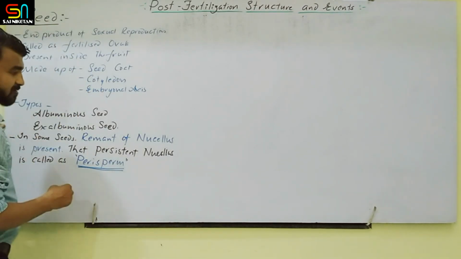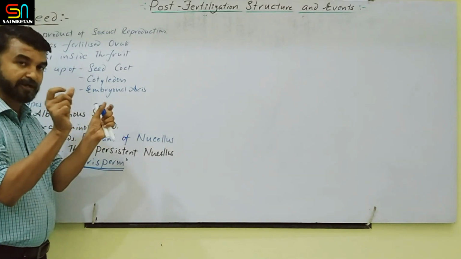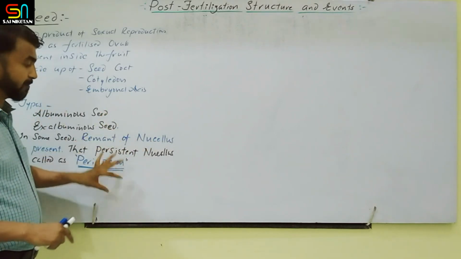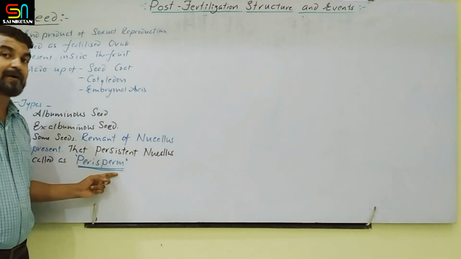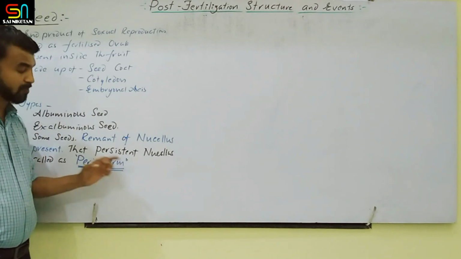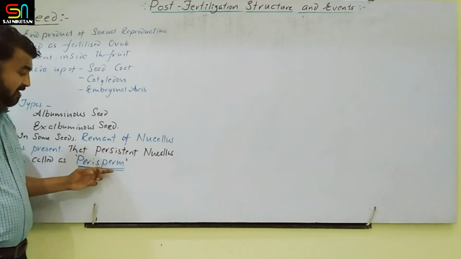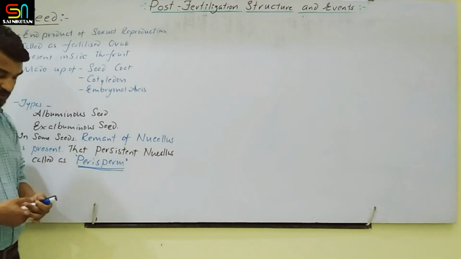So in some seeds, the nucellus, which is present inside the ovule, just below the integument, is still present in the mature seeds. That persistent nucellus is called the perisperm. It is a 1 mark question. They may ask define perisperm, or what is perisperm. Perisperm is nothing but persistent nucellus present in some seeds.